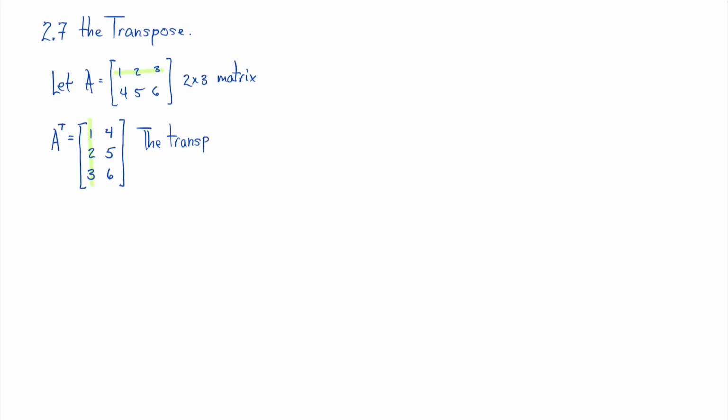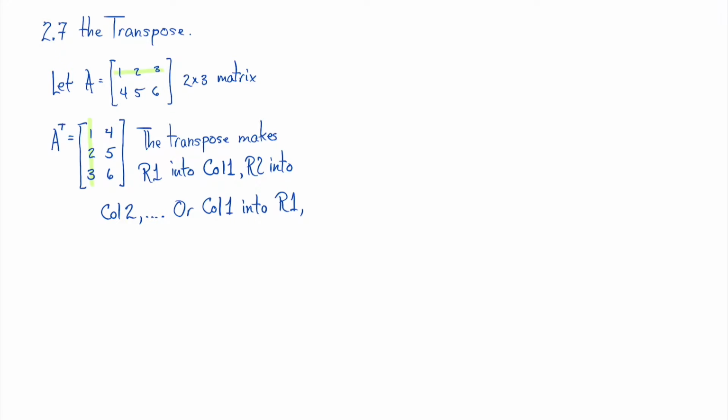So the transpose makes, and I'm going to use some notation that will help us here, row 1 into column 1, makes row 2 into column 2, dot, dot, dot, or you could think of it as it makes column 1 into row 1, and it makes column 2 into row 2, and then as many rows or columns into rows as there are in the matrix. So that's what the transpose does.